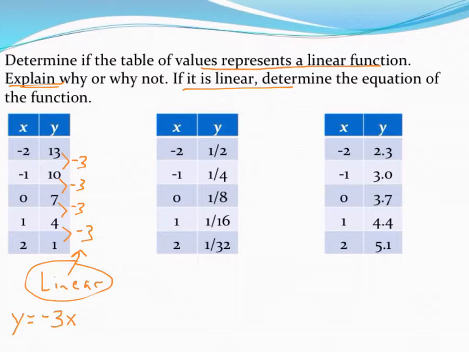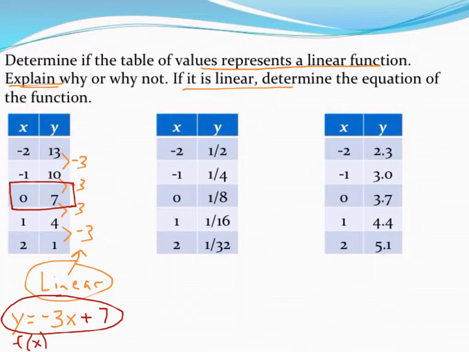If you look at your table, they've really given me a y-intercept. Remember, these represent points, and so this point right here, (0, 7), is my y-intercept. That's where this graph begins from. So the equation of this should be y equals, or f of x equals, if I'm writing a function, f of x equals -3x plus 7.